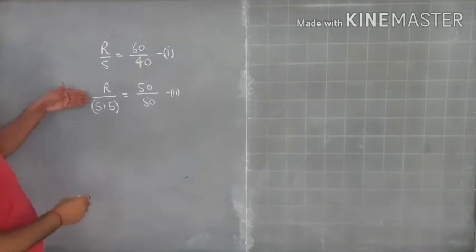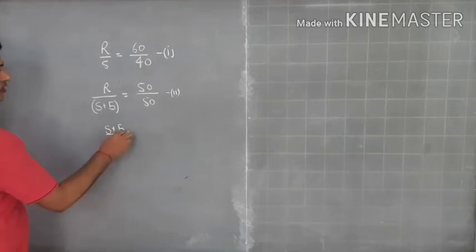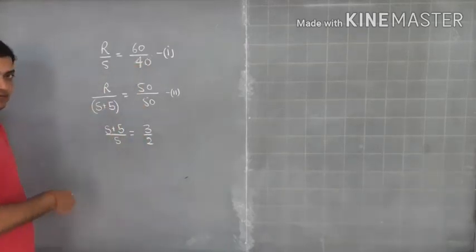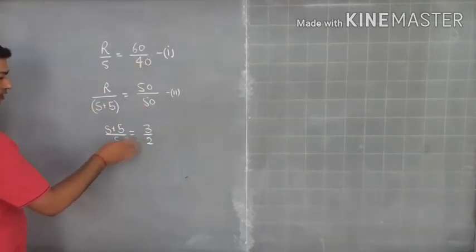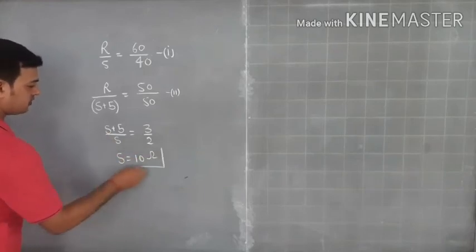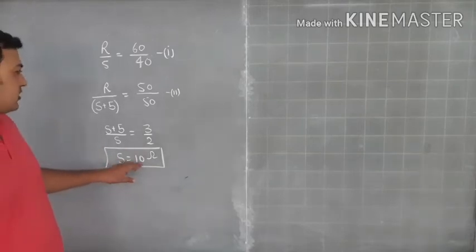Now you can divide these two equations, and you will get (S plus 5) divided by S equals 3 by 2. On simplifying, you will get S as 10 ohm. Just simplify it and you will get the value of the unknown resistance as 10 ohm.